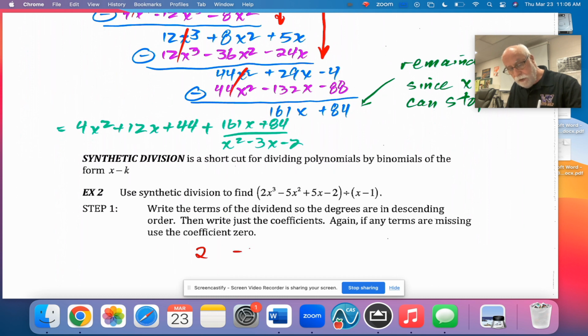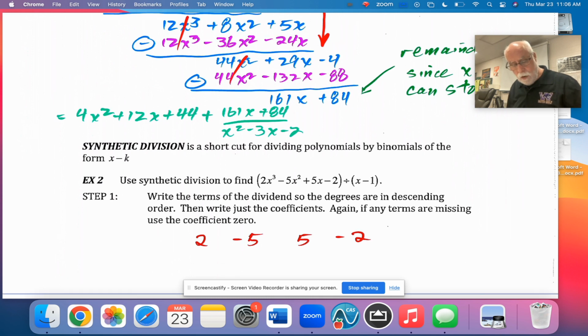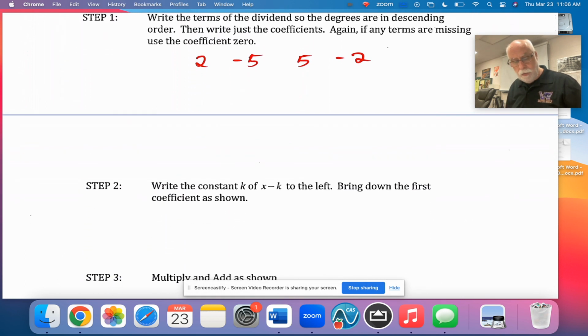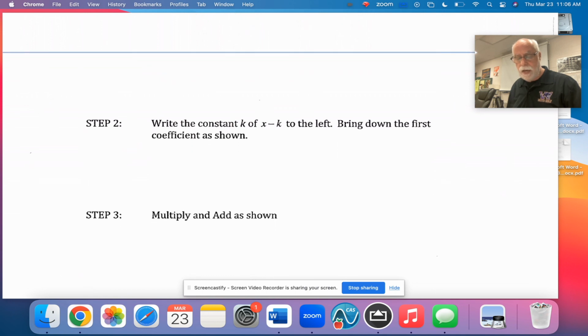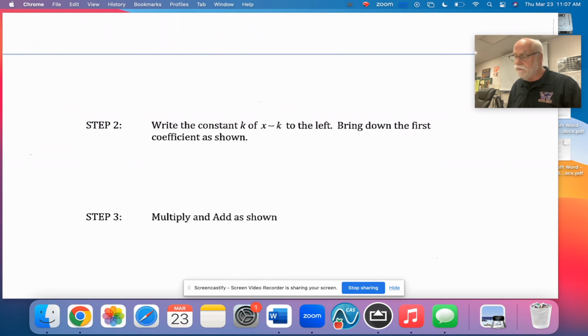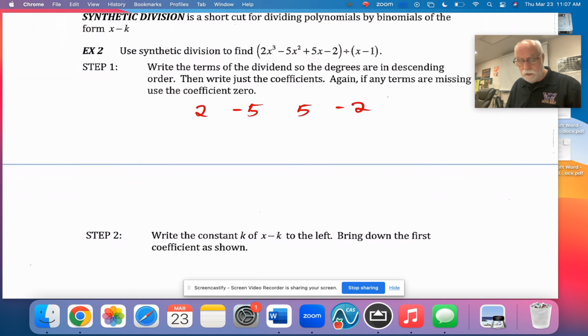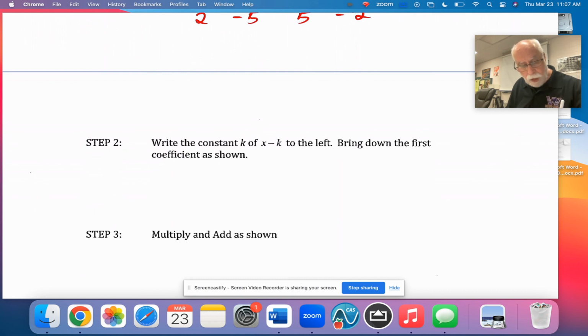We have negative 5, we have 5, and we have negative 2. All right, because there weren't any missing terms. So then we're going to write the constant k of x minus k to the left and bring down the first coefficient as shown. So remember, up above our constant was x minus k. So remember, we have x minus 1, and that's the same as x minus k. So on this one here, our k is equal to 1.